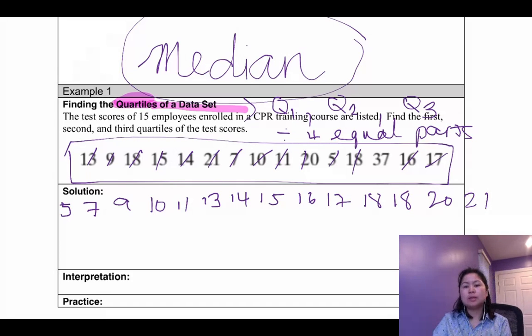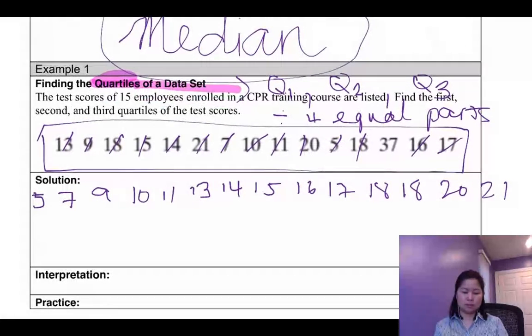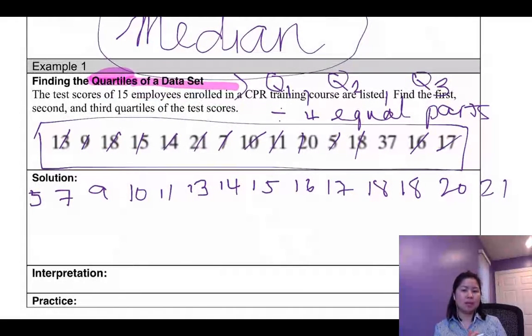So once I rearrange this, I'm going to look for the median of this data set. If you look at my data set, can someone tell me what value is the median for this one? I have 15 numbers total. So what value is my median? Can someone tell me?